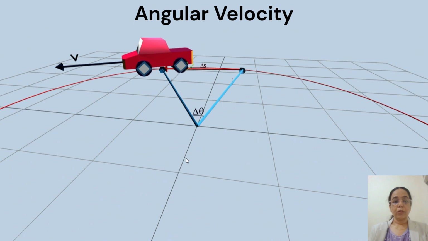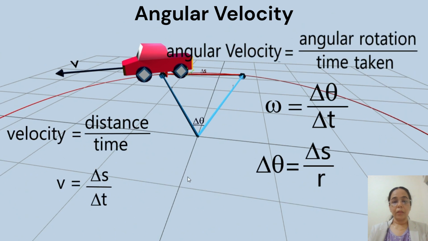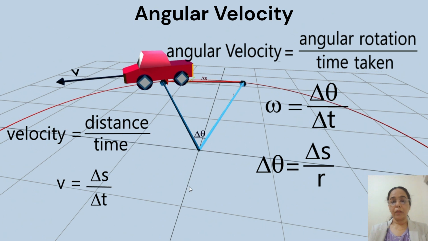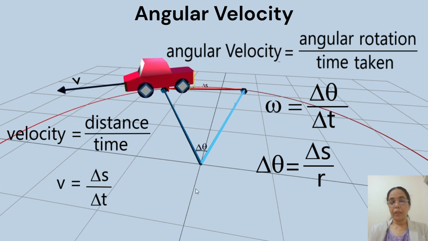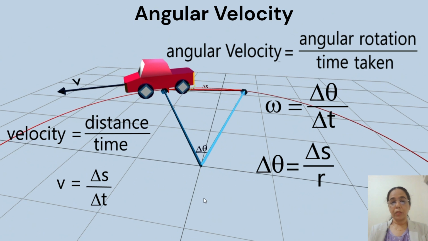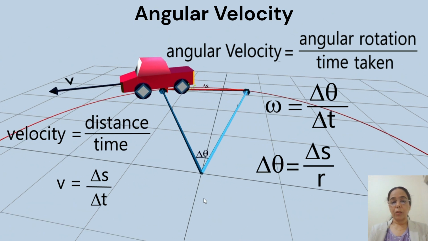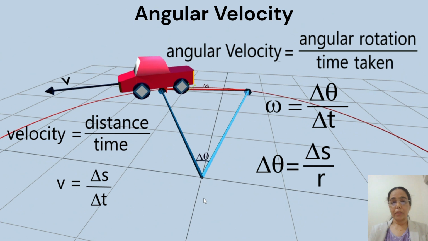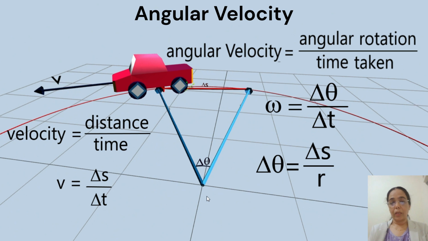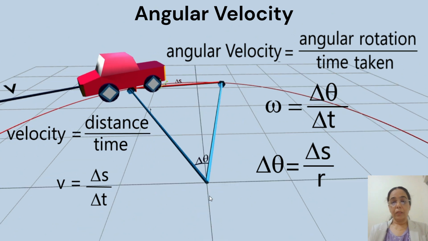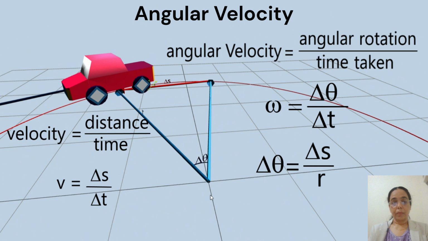When an object rotates about some axis, the rotational angle d theta is the amount of rotation it makes in a given time dt. In circular motion, rotational angle is analogous to linear distance, and the angular velocity omega is the rate of change of the rotational angle with time.